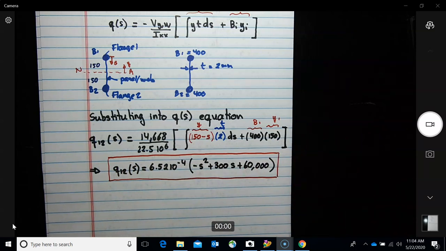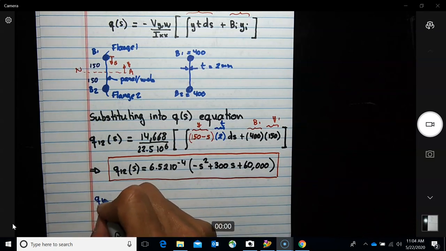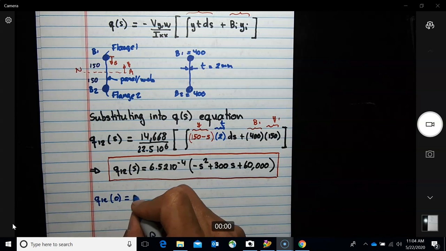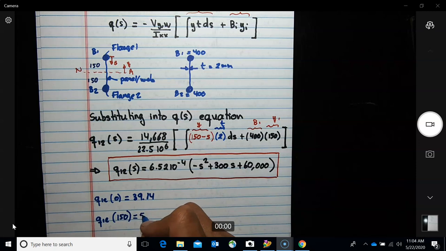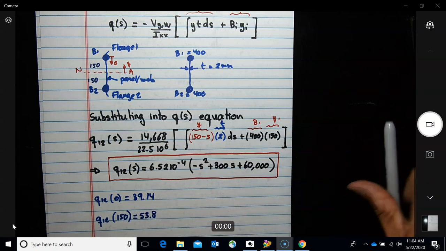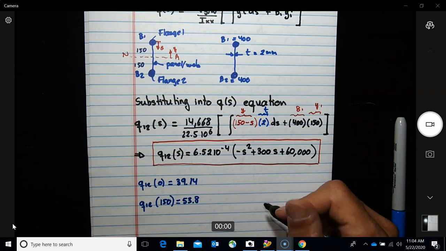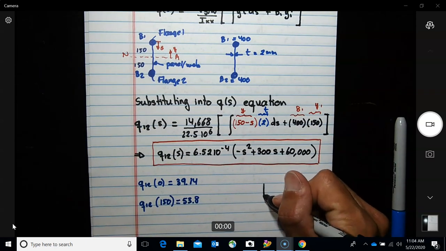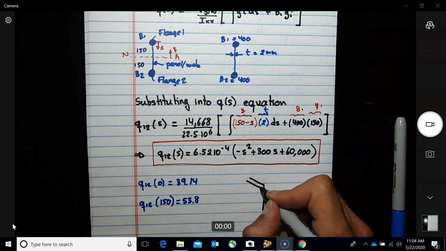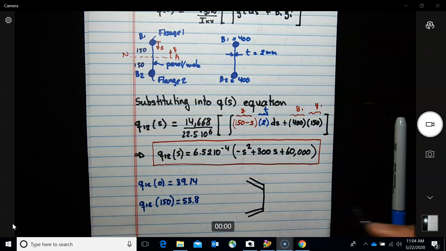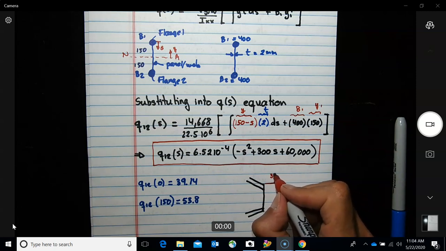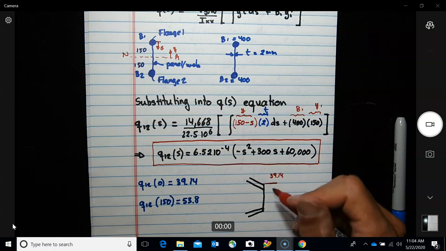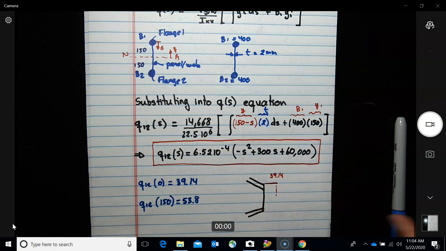Okay. So if we substitute, q_12 at 0 will give you 39.14, and then the maximum value would be q_12 at 150, which is equal to 53.8. So basically that means the distribution, this is the web, let's say this would be the flanges, one here at the cut would be 39.14 over here, all the way to the middle, which is our neutral axis.